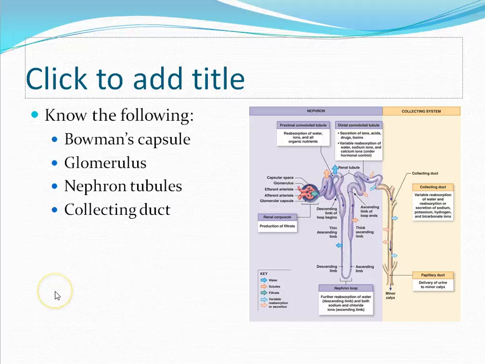Also, be aware of the Bowman's capsule, which is this cup-like structure that surrounds the glomerulus, which is a knotted, twisted mass of blood vessels, the nephron tubules, and lastly, the collecting ducts.